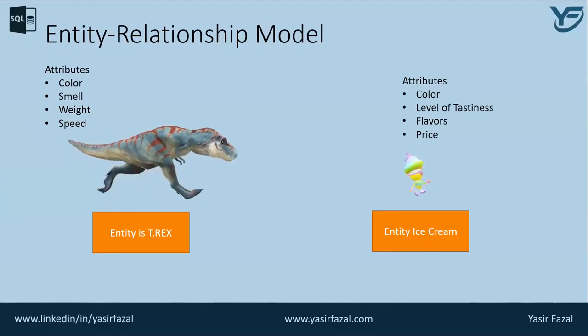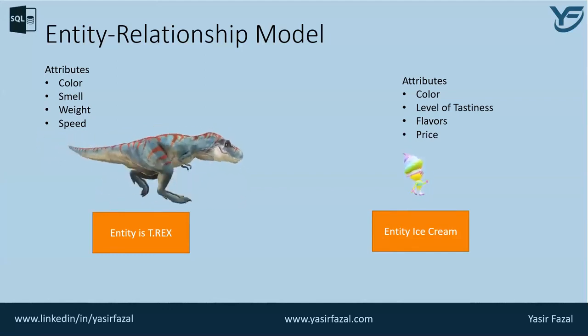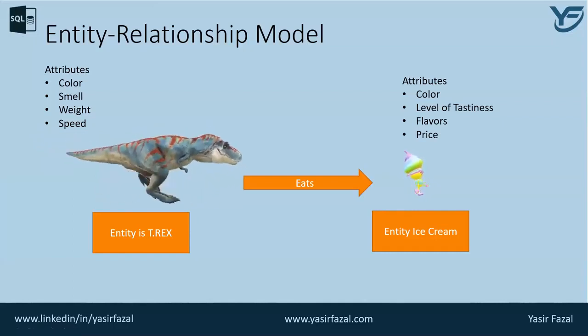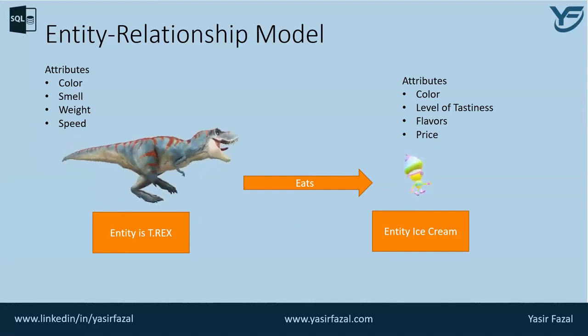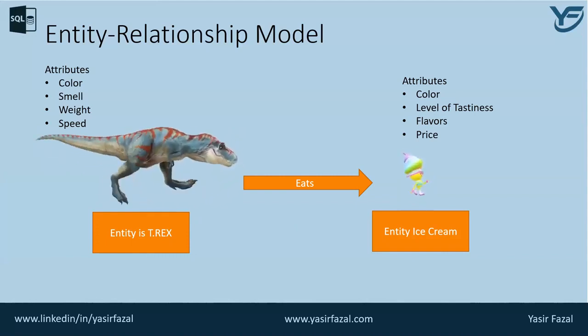Right? So how are these two entities related to each other? We have defined the entities and the attributes, but the relationship is missing here. The relationship here is that T.REX would like to eat the ice cream. I know it's quite a strange thing that I am saying, but I haven't found meat for the T.REX, so T.REX is obliged to get the ice cream. So when we talk about the entity relationship model, we are talking about two or more entities and the relationship among them or between them.